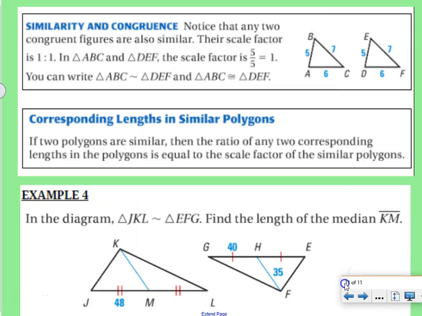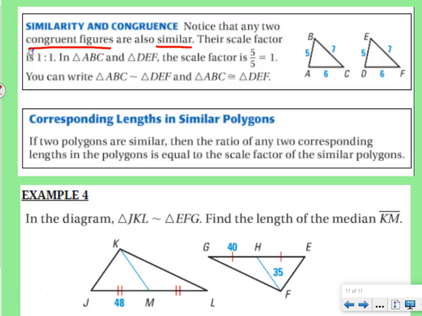Last piece, similarity and congruence. This is just stating that any two congruent figures are also similar figures because their ratio of sides would be congruent. They would have a ratio of 1 to 1. So any congruent figures will also be similar. However, similar figures will not always be congruent.